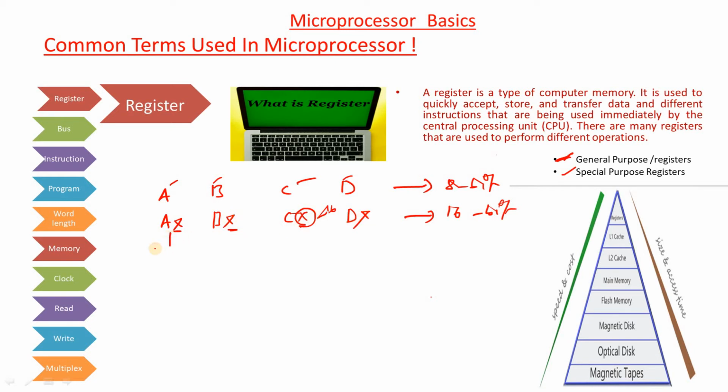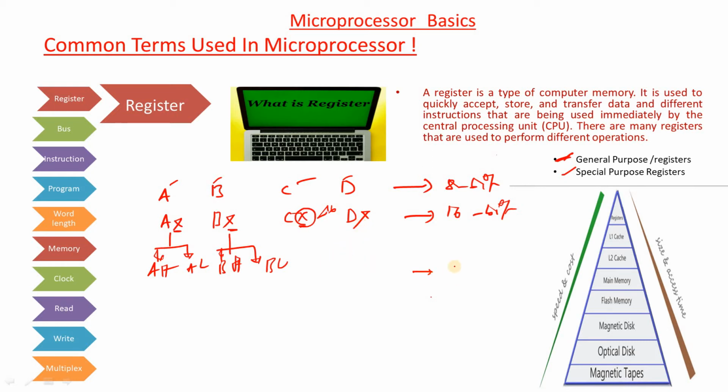The possibility is there that we divide these registers into 2 categories, AL and AH, like this, and BL and BH, like this. It means lower base register, higher base register, lower accumulator, higher accumulator. In this case also the same applies: the CX register can be divided into CL, CH, and DX can be classified into DL, DH like this.